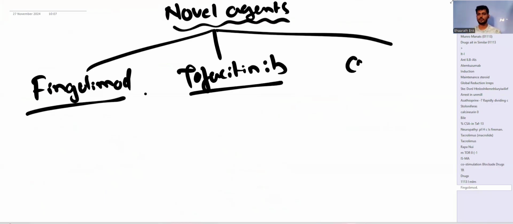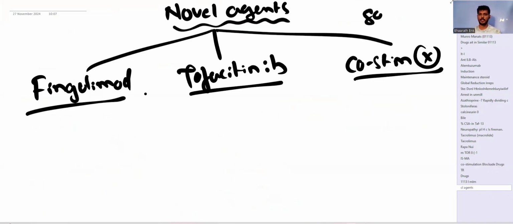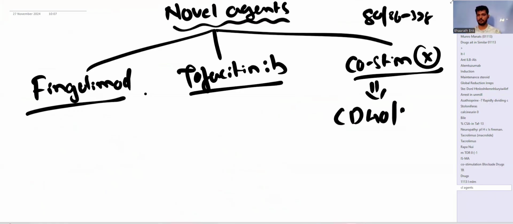or a co-stimulation blockade. Again, just like abatacept and belatacept, which block the B7 (CD80/86) interaction with CD28, here you have a blockage of CD40 and CD154. So there are many drugs which are under trial to block this CD40 and CD154.